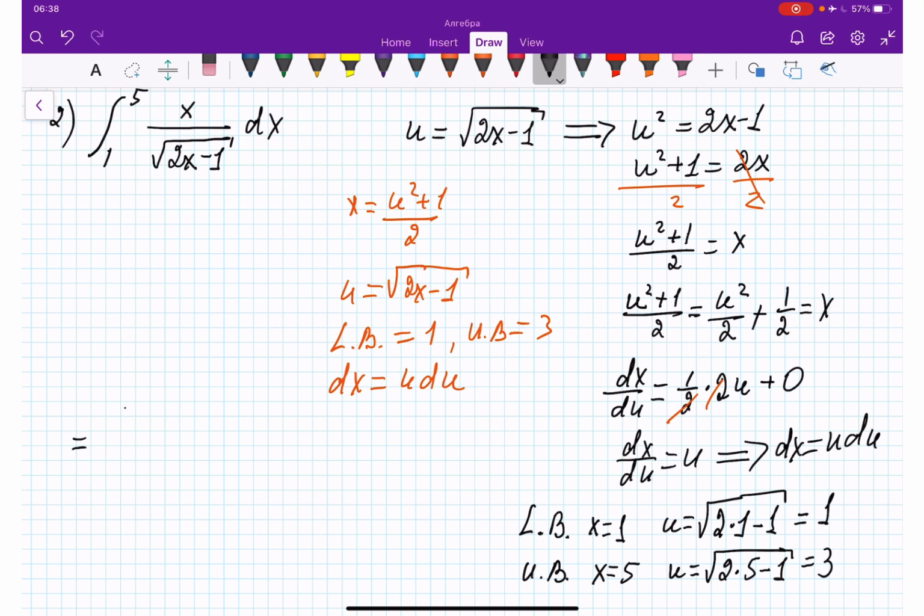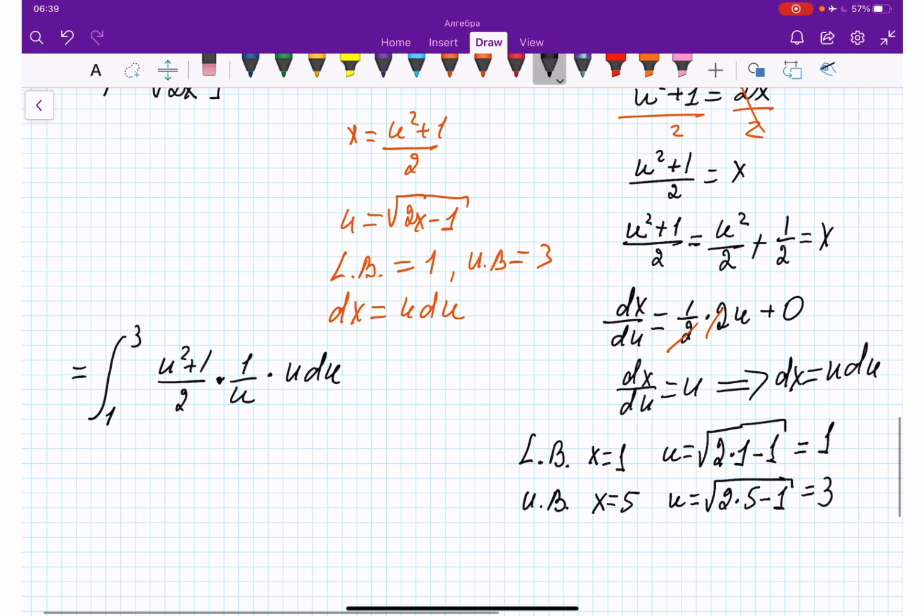So it's going to be the integral from 1 to 3. We have x as u squared plus 1 over 2. Square root of 2x minus 1 is going to be u, so 1 over u, right? Because we have 1 over square root of 2x minus 1. And dx is going to be u du.